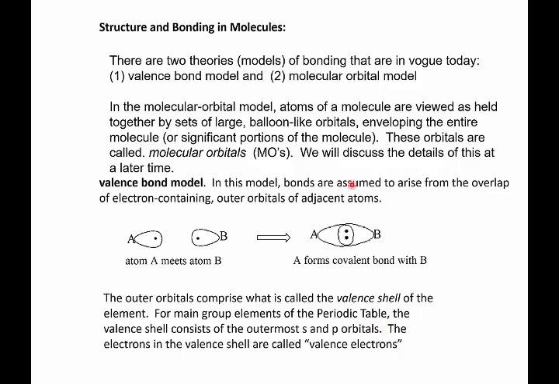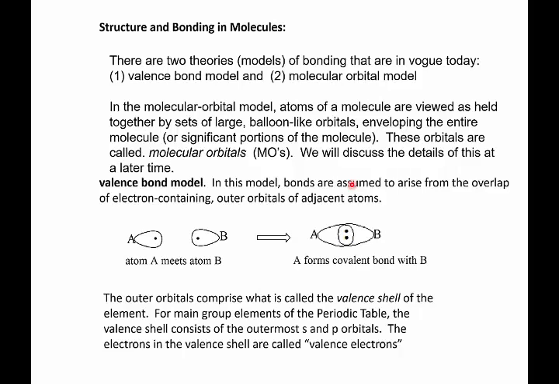And now I want to talk about structure and bonding in molecules, and actually this gets us into the next chapter of our textbook. There are two operational models of bonding today. They're based on different assumptions, and I guess you could say there's a competition between the advocates of both schools of thought. One's called valence bond theory, and the other is molecular orbital theory.